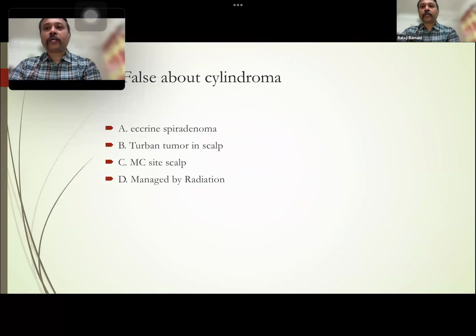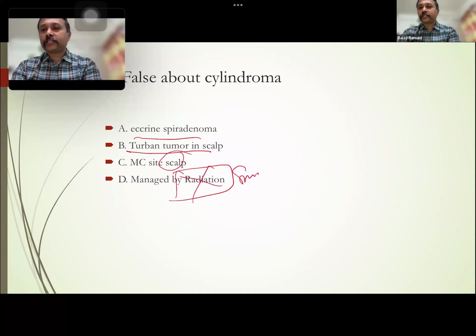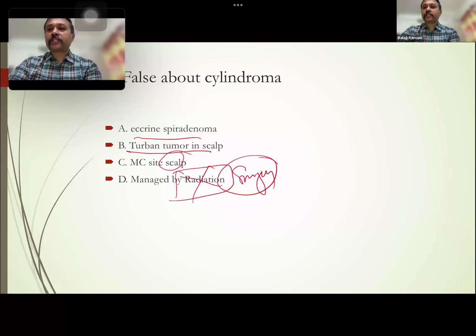Now, cylindroma or turban tumor used to be a famous question with the examiners. Nowadays, I don't see it so commonly. It is basically an eccrine spiradenoma. It is a turban tumor. Common site is the scalp. Management is, of course, not radiation. The management is of course done by surgery.